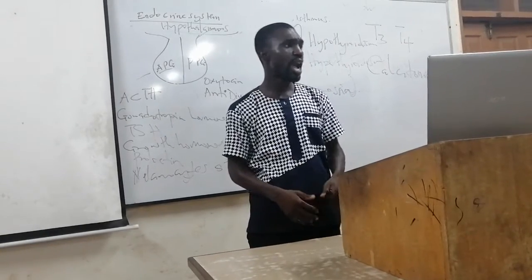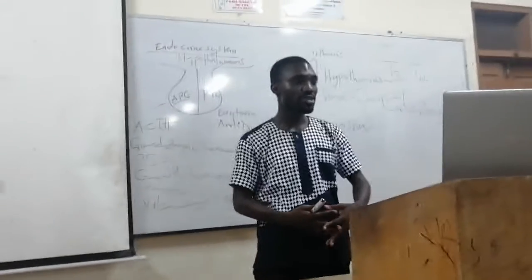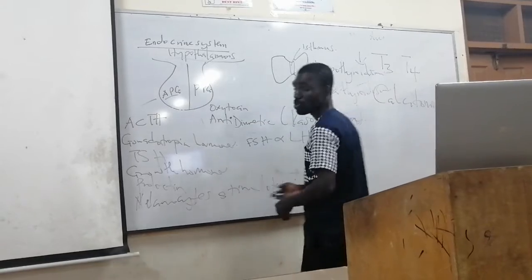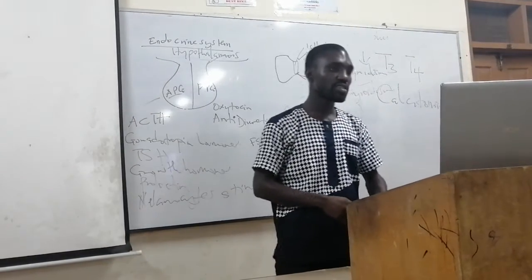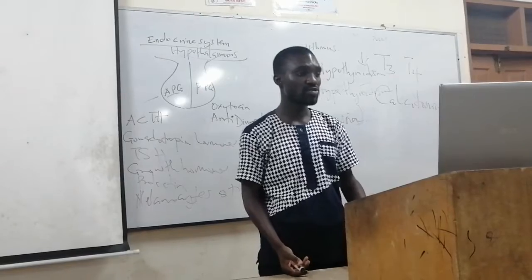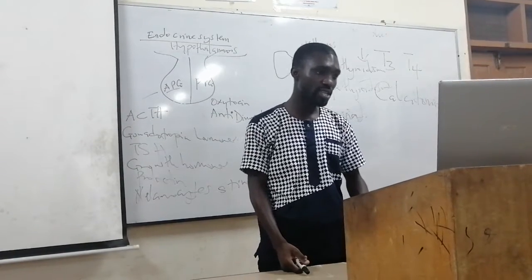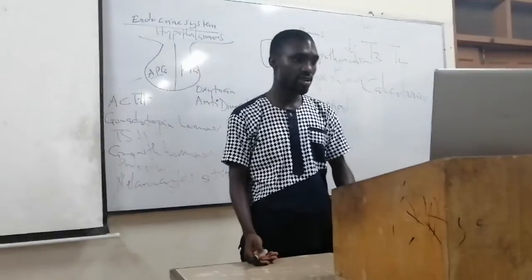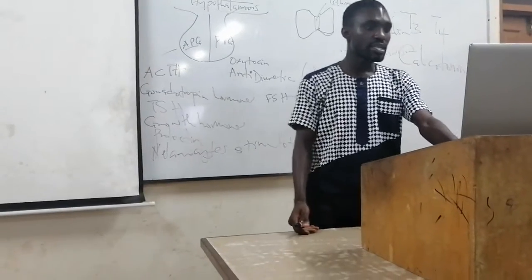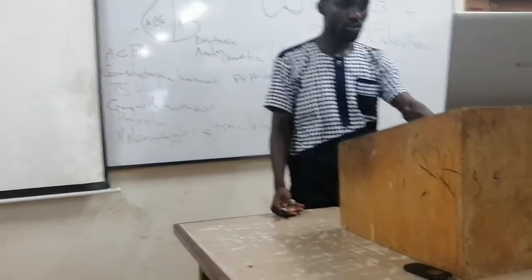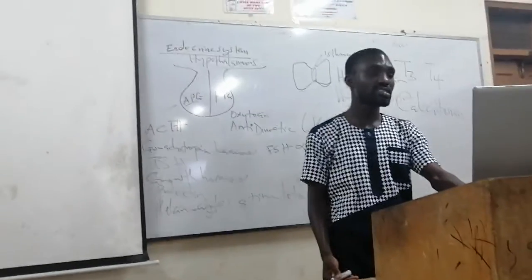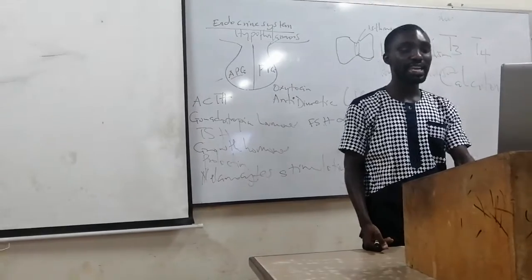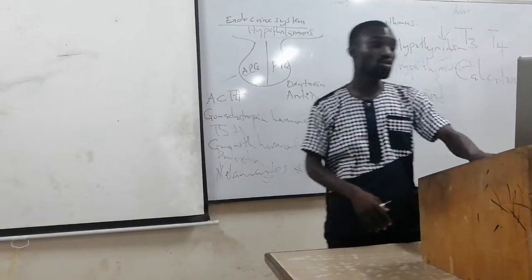So let's look at hypothyroidism first. Hypothyroidism refers to decreased production of T3 and T4 hormones that results from malfunctioning of the thyroid gland. It's not very common as compared to hyperthyroidism. The T3 and T4 levels most of the time decrease when there is an injury or an insult to the thyroid gland.